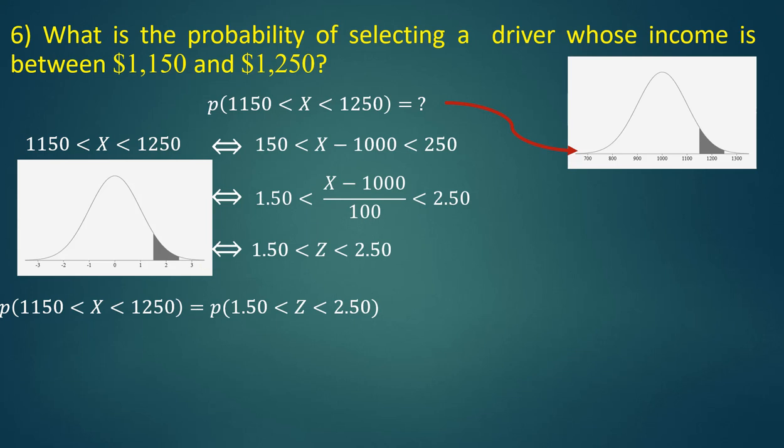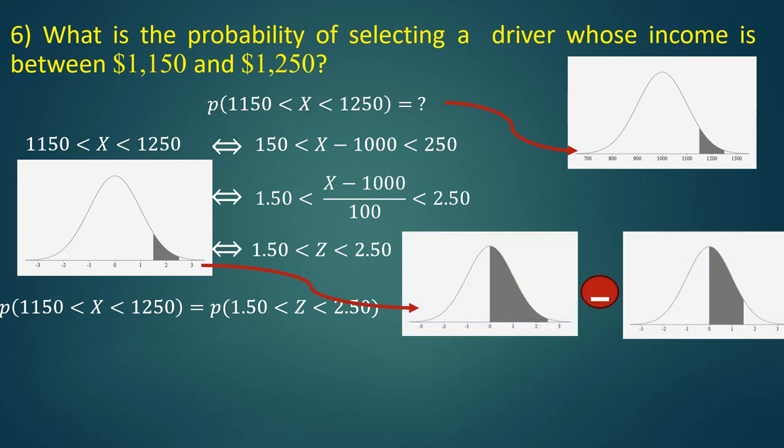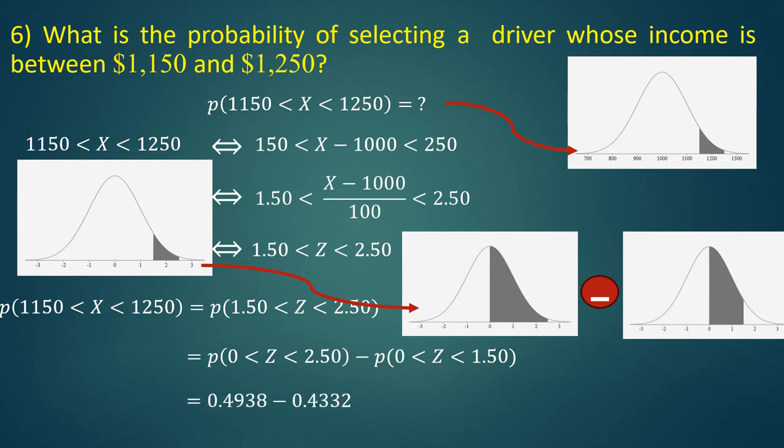We can think about writing this area as the difference between the following two areas. The first area is between 0 and 2.5 and the second between 0 and 1.5. So in math way, we can write this as the probability of z between 0 and 2.5 minus the probability of z between 0 and 1.5. Using the standard normal distribution table, we can find these values and the final result is 0.0606.